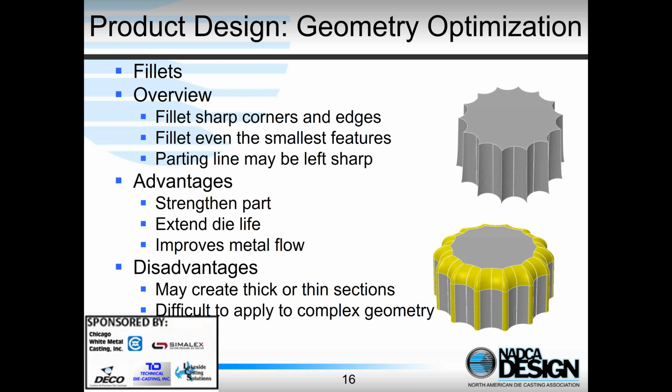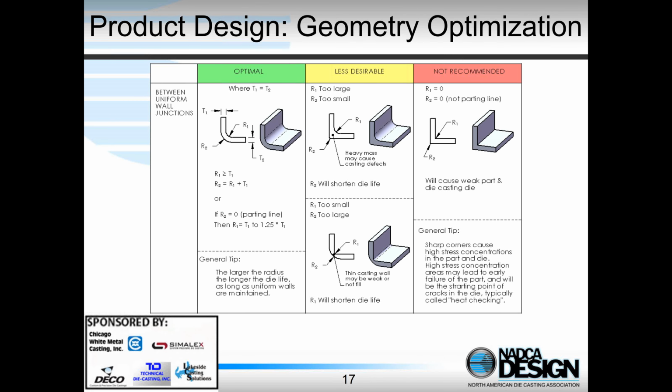So those are a couple of disadvantages of fillets, but again, generally, we just have to live with that. So this is some information from the book, the product design book. It's also on the diecastingdesign.org website, and it shows examples of optimum design features for different features, but we're shown here for fillets.